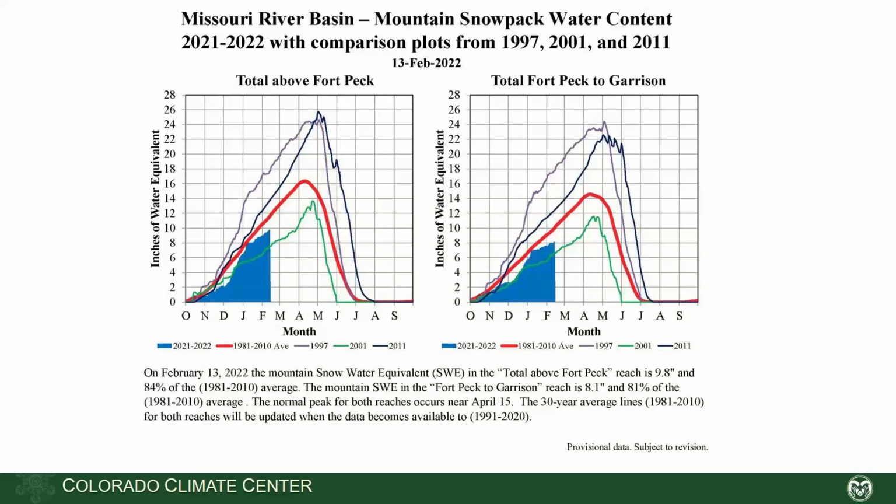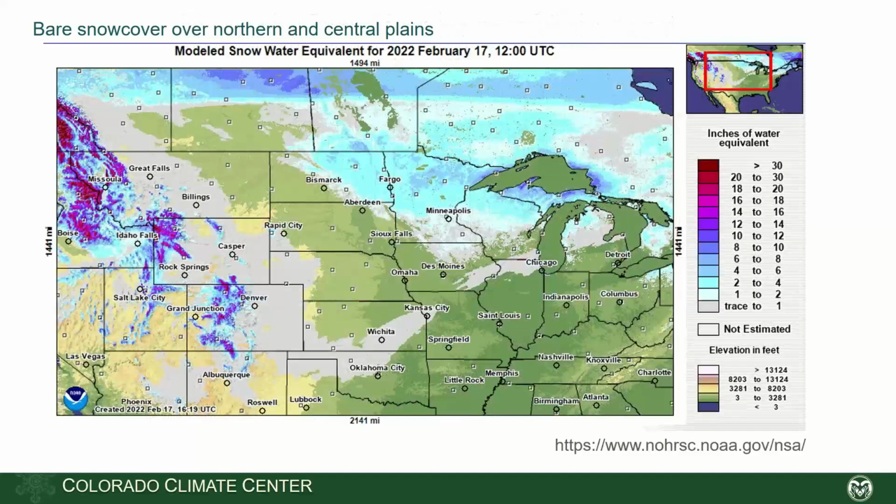So similar story with the red line being the average and the blue line being the current year's snowpack. A couple of other years have been highlighted here. The green year shows what you might see in a below normal year like we did in 2001. And then the dark blue and the purple traces show what you might see in a really high snowpack year. So as we get further north in the basin, we see that we're definitely below normal in terms of snowpack. And we're about 2/3 of the way through the accumulation season. So we're getting to that point where it's hard to make up the deficits that exist in snowpack.